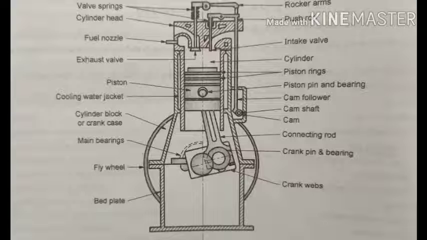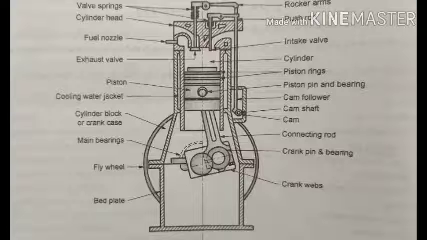Next one is the exhaust valve. The products of combustion, after doing work on the piston, are removed from the cylinder via this valve. Next one is the camshaft. It is driven from the crankshaft by timing gear or chain. It operates the intake valve and the exhaust valve through cam followers, push rods or rocker arms. Valve spring serves to close the valve.